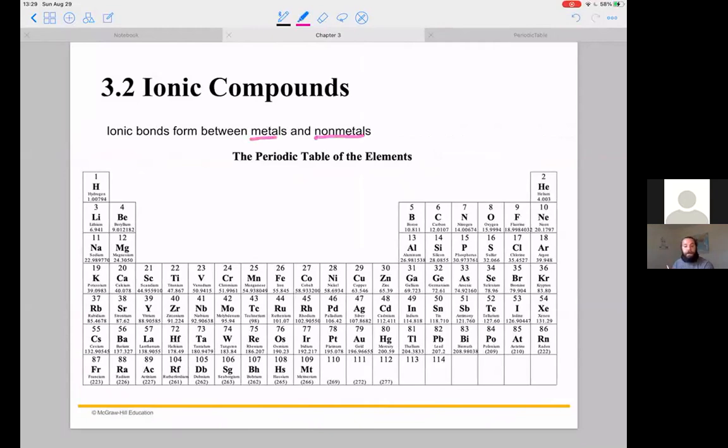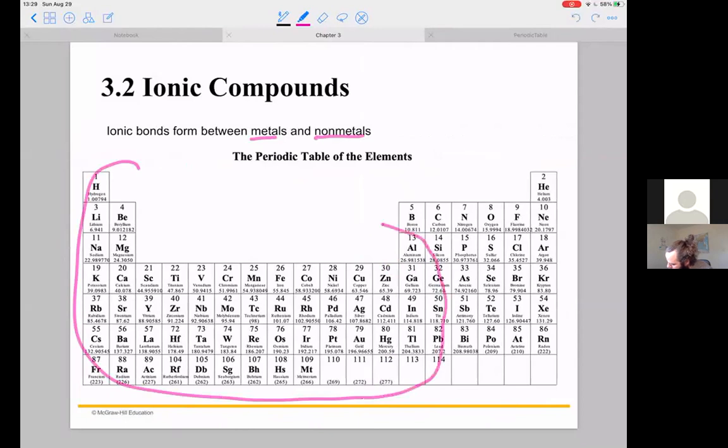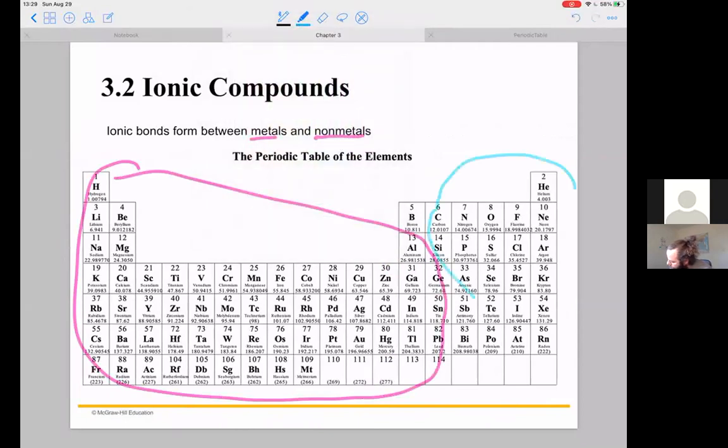So we can identify an ionic compound pretty easily because one of the elements will live on this side of the periodic table. Actually, aluminum is included as well. The other one will live on this side of the periodic table. Okay, so anytime you see a compound where one element's on one side and the other element's on the other side, that is an ionic compound.